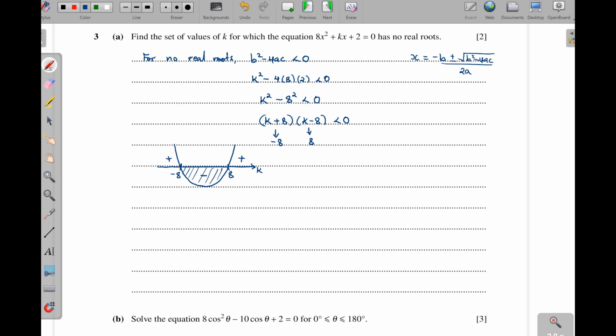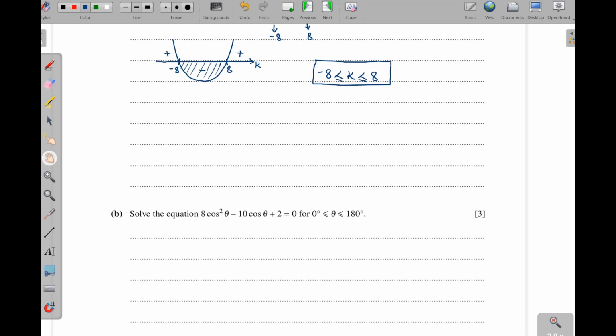That means we are just going to write this inequality here, and we say this is negative 8 less than k less than 8. Don't put or equal, because here we don't have the or equal. You see that? So that is going to be our answer.